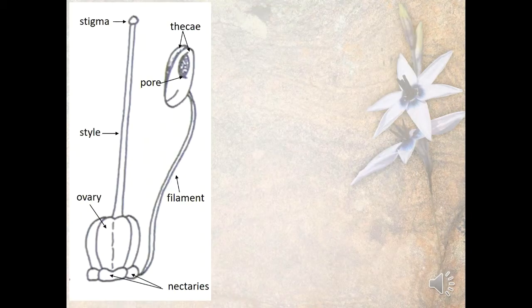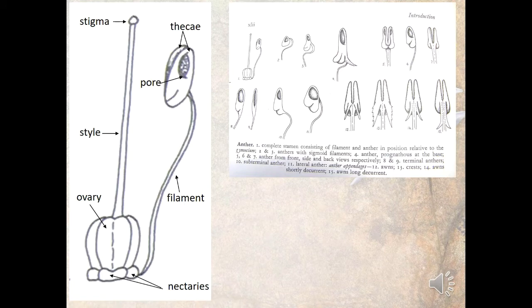Okay, so looking at the reproductive parts of the flower, you have a very basic structure. So you have your ovary, the style and the stigma, and that makes up the female part of the flower. And then you have the filament and the anther, and something to look out for is the pore on the anther, and the anther is in 2 parts, and sometimes they have appendages and sometimes they don't. Okay, so this is just a picture to show that sometimes they have appendages, which is very important for identification.